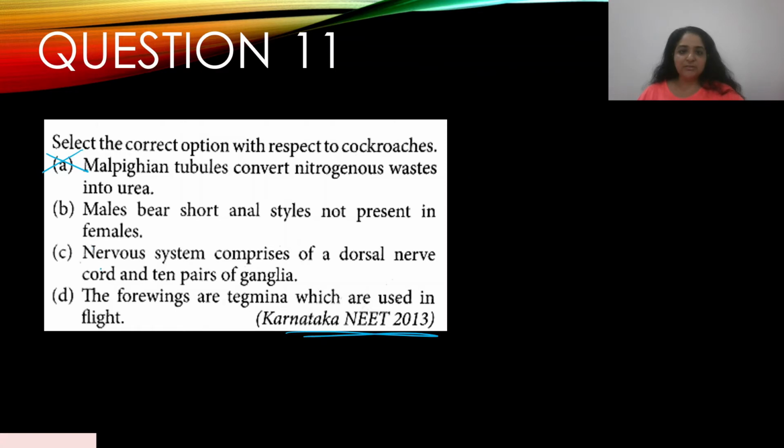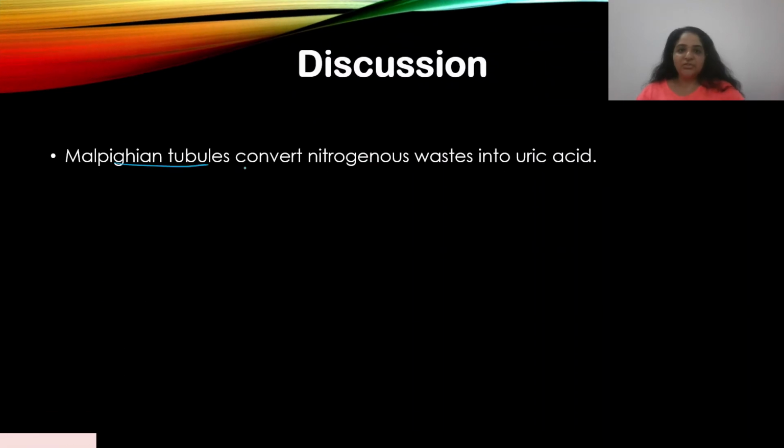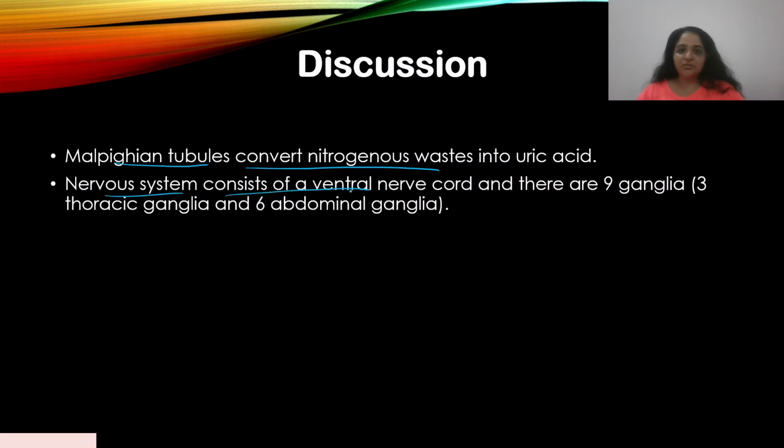C. Nervous system comprises a dorsal nerve cord and 10 pairs of ganglia. No. D. The forewings are tegmina, which are used in flight. No, the forewings are not used in flight. So the correct answer is B. The males bear short anal styles not present in females. Malpighian tubules convert nitrogenous waste into uric acid. The nervous system consists of a ventral nerve cord. There are 9 ganglia, 3 thoracic ganglia and 6 abdominal ganglia.